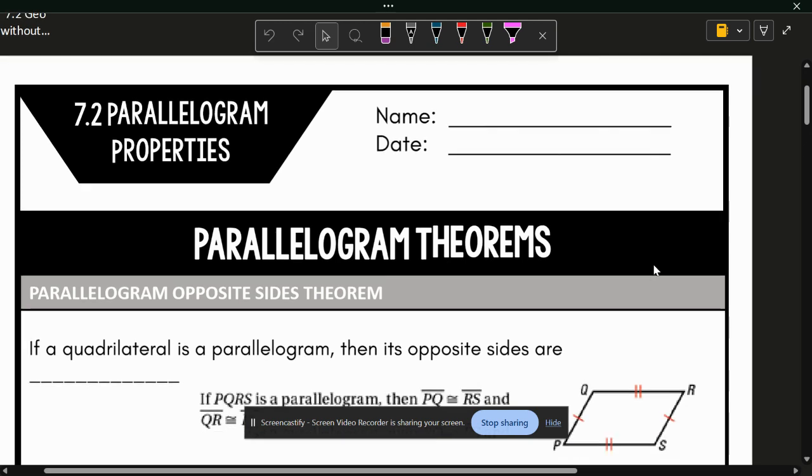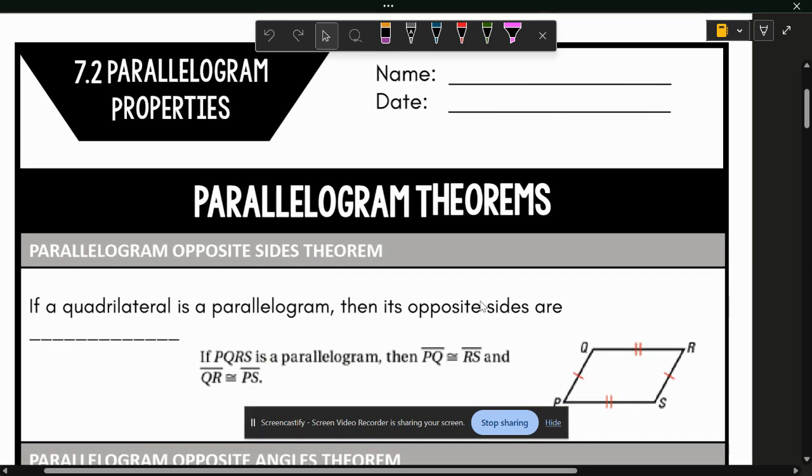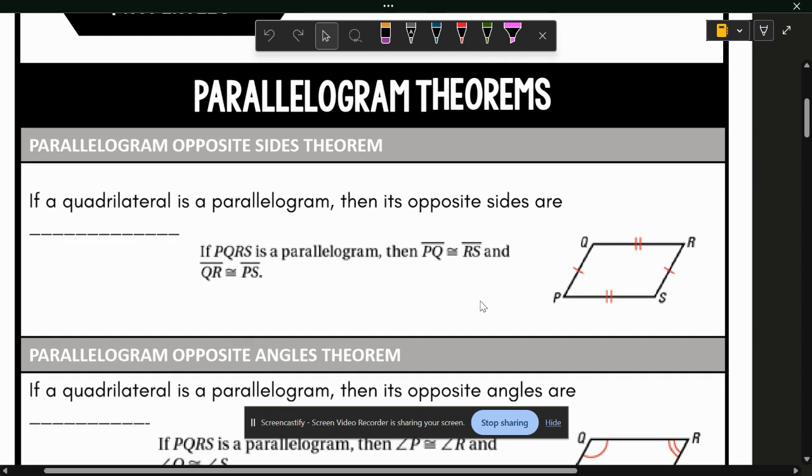Right, today we are talking 7.2 parallelogram properties. We are live in period 2. We're going to talk a little bit about a couple different theorems and then get into just a few practice problems. But first, what is a parallelogram?